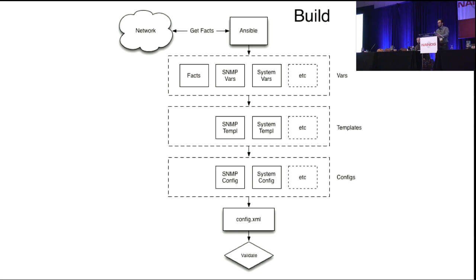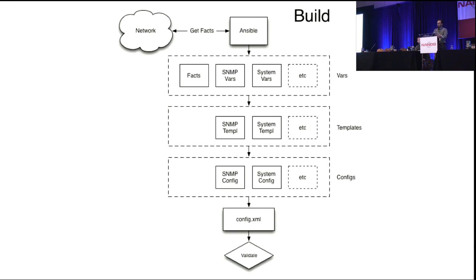And here's the build process in a diagram. The way this works is Ansible connects to the network with NetConf, and it gets facts. What are these facts? They're the version of the operating system, the model, etc. Things that are useful when you're building these configurations, when you're rendering these templates. You take those facts and you combine them with the variables that you've edited.